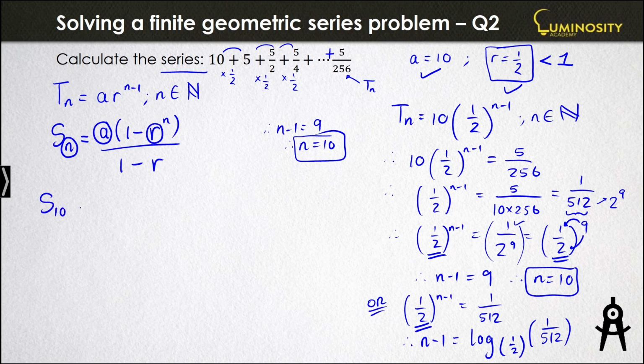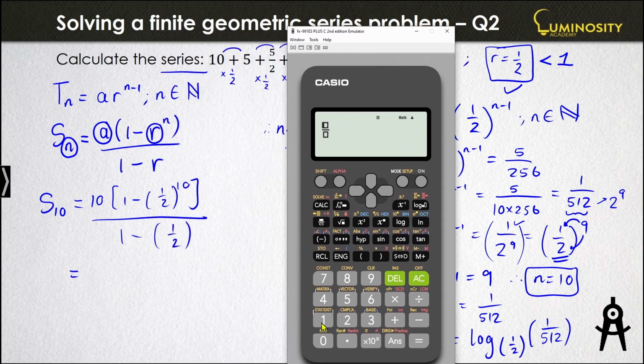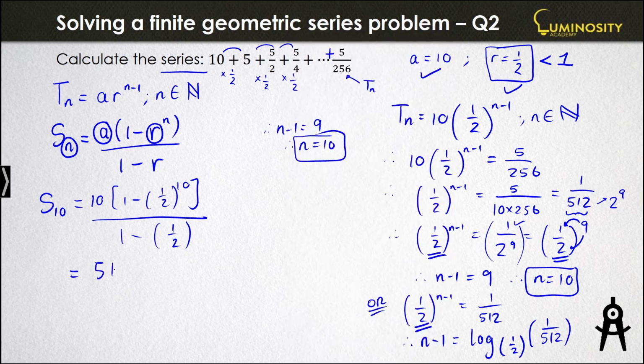So now I'm looking for the sum of the first 10 terms. That's going to be 10 into 1 minus a half to the power 10, all over 1 minus a half. I've just substituted a, n, and r there. And if I do that on my calculator, let's see what we get. A fraction: 10 into 1 minus, open brackets, a half to the power 10, close my brackets. See how I'm writing it very precisely on the calculator. All over 1 minus a half. And I get 5,115 over 256. That is the final solution.